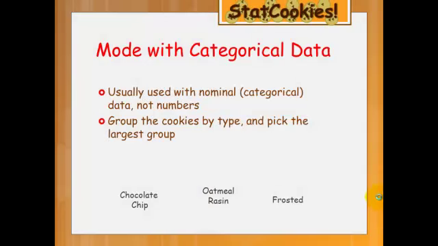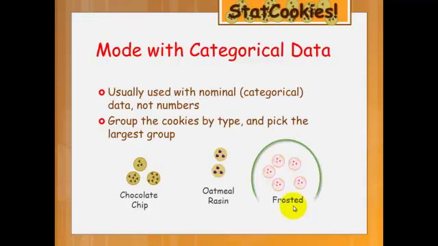Now, most of the time, we're going to want to use the mode with categorical data or nominal data. So in this case, we have 3 different types of cookies: chocolate chip, oatmeal raisin, and frosted. And we will group the cookies by type and then pick the largest group, and that is the mode. So in this case, the mode is frosted. Note that the mode is not 5. It doesn't matter how many are in the mode. What matters is what is the nominal category or type of the largest group.